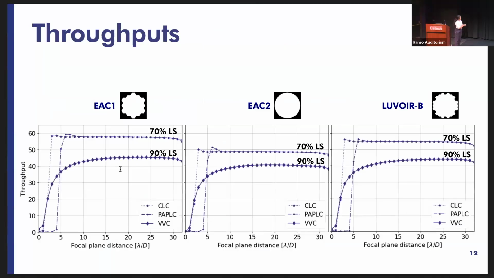Starting with throughput, each plot here is with a different telescope pupil, and we can see that the VVC has the least throughput, and this is because you lose 50% of your light just from the polarization filtering. It's interesting to note that we actually have more aggressive Lyot stops for the CLC and the PAPLC, but still, independent of your telescope pupil, your throughput is higher compared to the VVC.